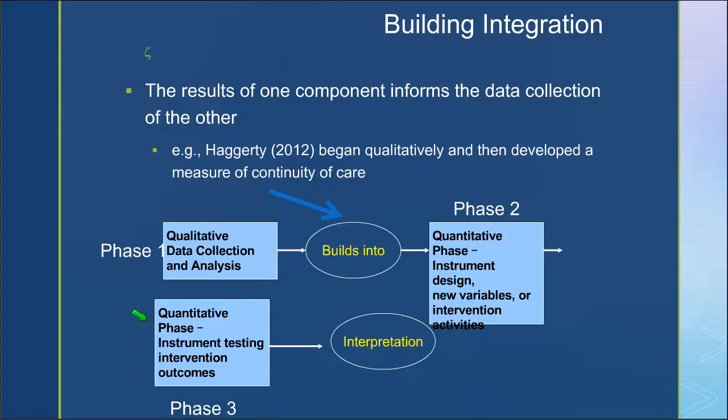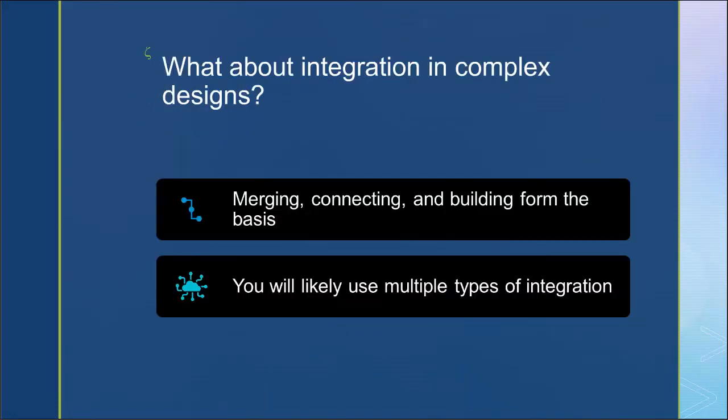So an example of this was a study by Hagerty and colleagues, 2012, beginning qualitatively and then using that to develop a measure of continuity of care. So what about more complicated or complex mixed method studies?